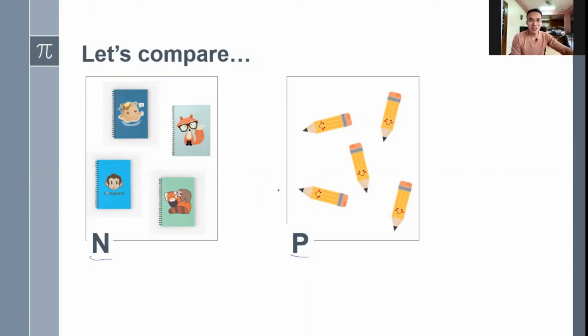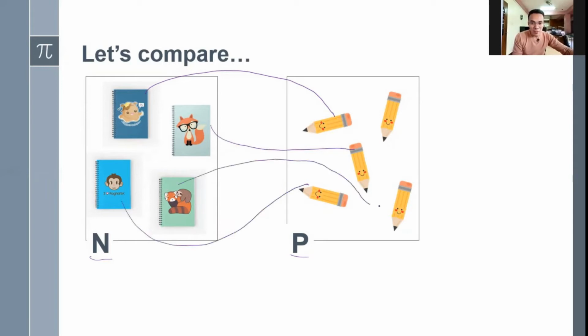What we are going to do is match them. We're going to match one notebook to one pencil, just like this. It's very exciting, grade 1, right? One notebook, one pencil, and this one over here. If you look at the picture, there is one pencil that has no partner.